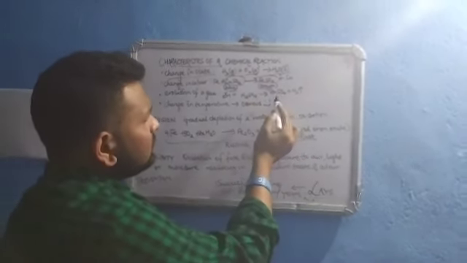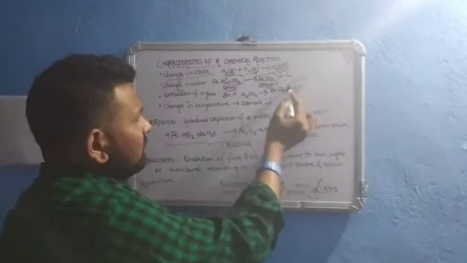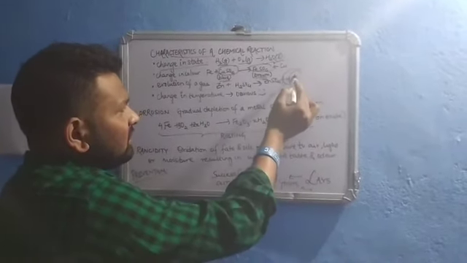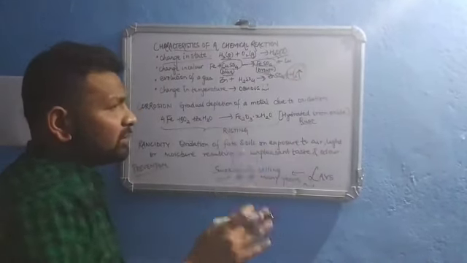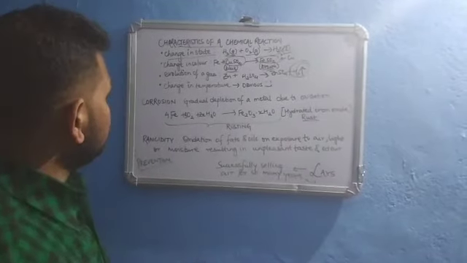Similarly, evolution of gas. Zinc reacts with sulfuric acid to form zinc sulfate and hydrogen, which is a gas. It escapes. This arrow represents that gases are volatile, isn't it?